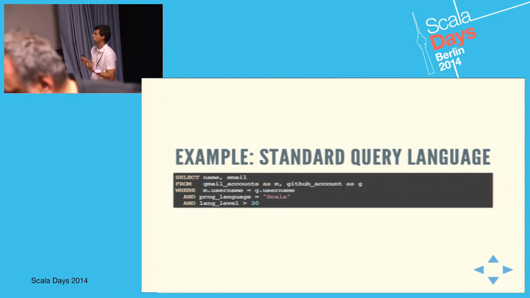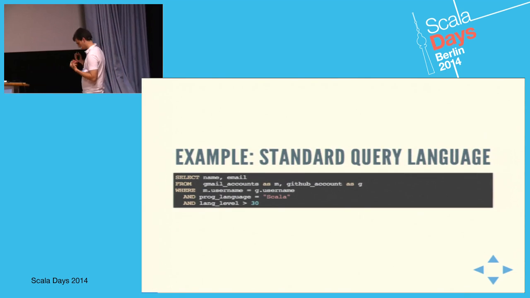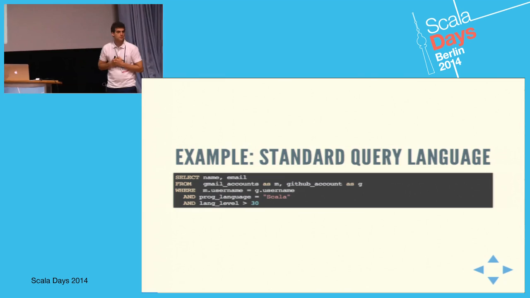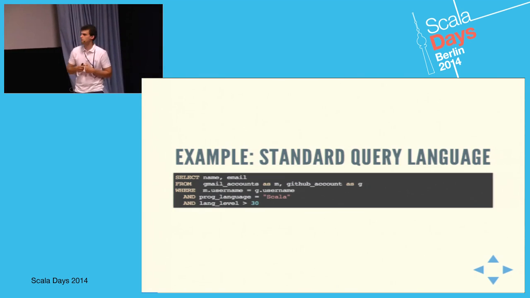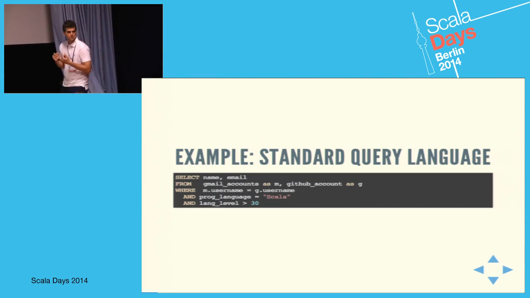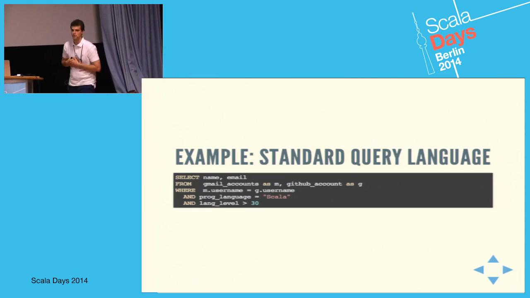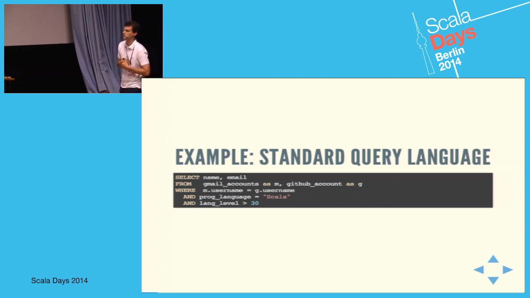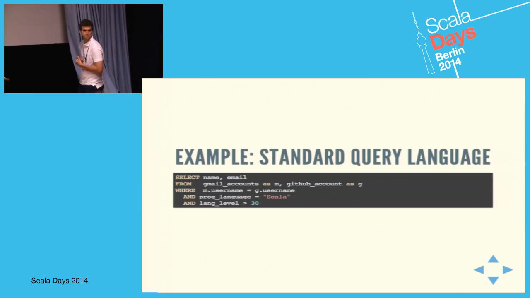When we look at this SQL snippet, we see that this language is really easy to read. Everyone can read this query. We take a name and email from Gmail and GitHub accounts, where usernames are the same, the programming language is equal to Scala, and the level of the language knowledge is greater than 30. So trivial. Everyone can read it and understand. It's very concise for its domain.